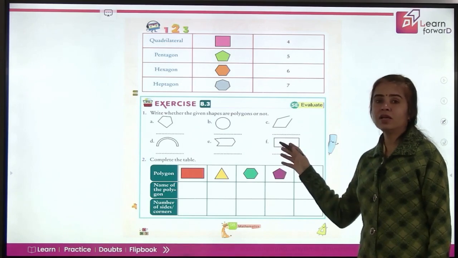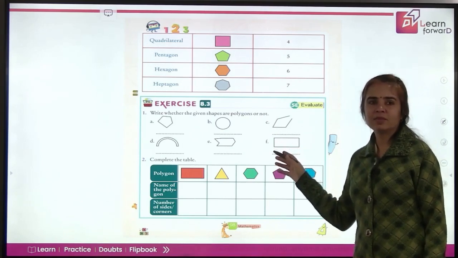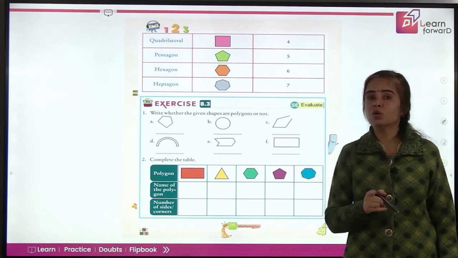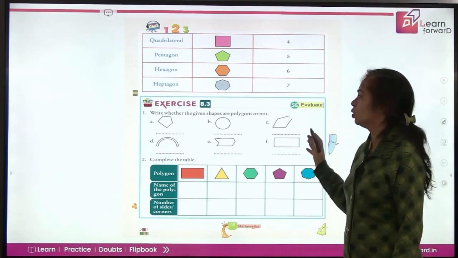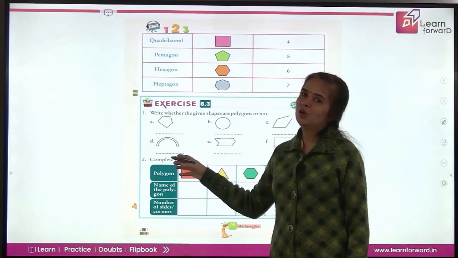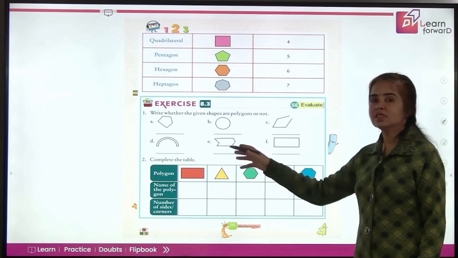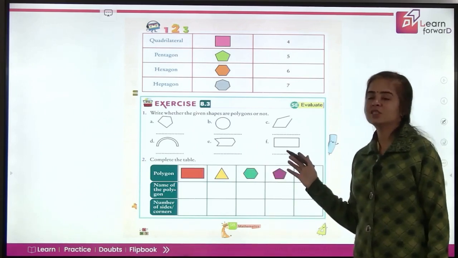Is this a polygon? It is made up of line segments. Exactly, it is made up of line segments, but it is not closed. A polygon should be closed also. What about this? No, because it has curves there. And this? Exactly, this is a polygon. This is also a polygon.